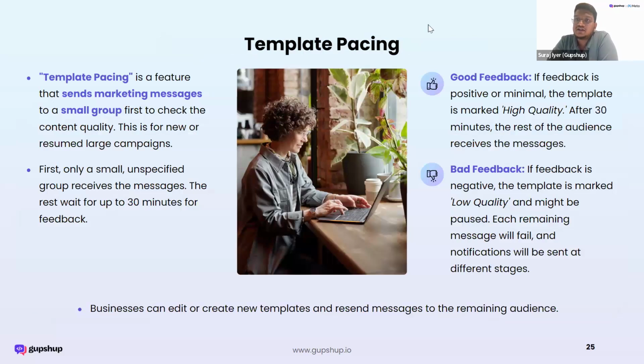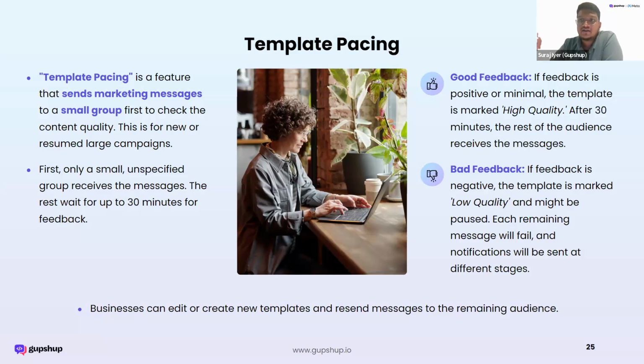Good. It's also something called template pacing. Please note, template pacing is applicable for both marketing and utility. What template pacing is: as soon as you get a template approved and you send the first campaign, Meta sends it only to a small group of users. The percentage is not something that is revealed by Meta. So if you are sending it to 10,000 people, Meta will actually only send it to 1,000 people and monitor the performance for 10 to 15 minutes. It can be up to 30 minutes also.